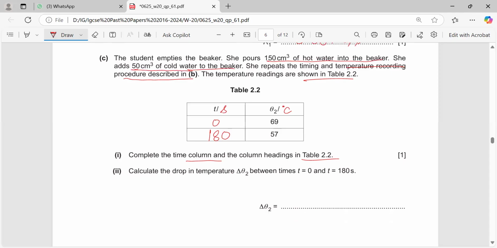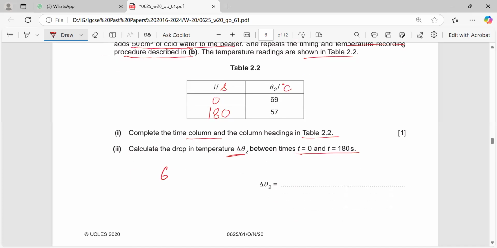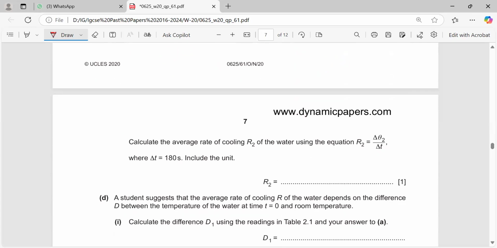Now again, calculate the drop in temperature delta theta 2 between T equal to 0 and T equal to 180 seconds. So my dear friends, 69 minus 57, answer is 12. So right now, the temperature fall is 12 degrees Celsius. Now, the same for the rate of cooling R2. Calculate the average rate of cooling R2 of the water using the equation and include the unit, and delta T is again 180 seconds. So the answer is 12 over 180, as we simplify.